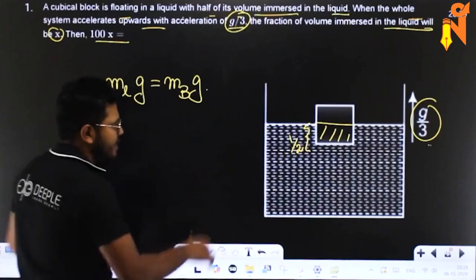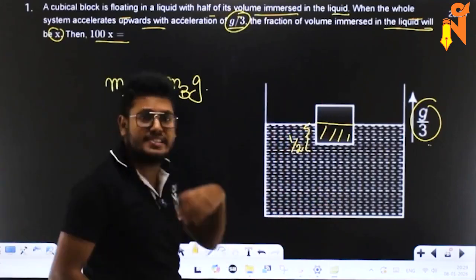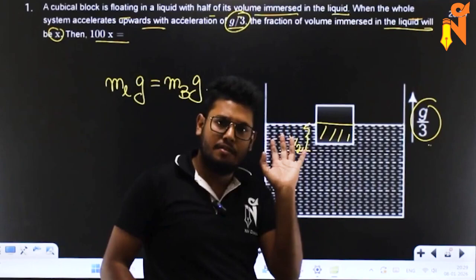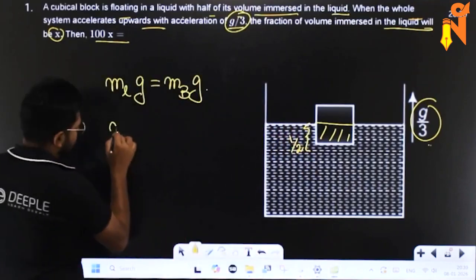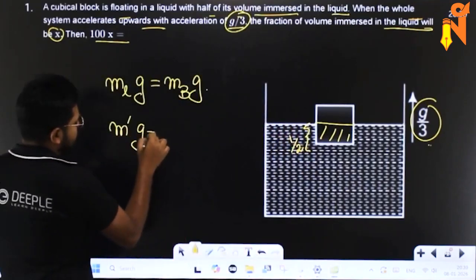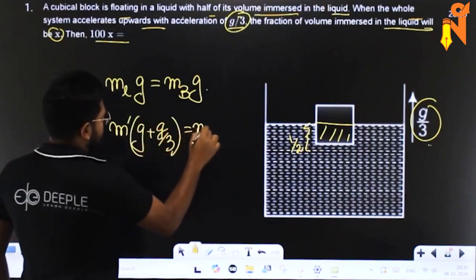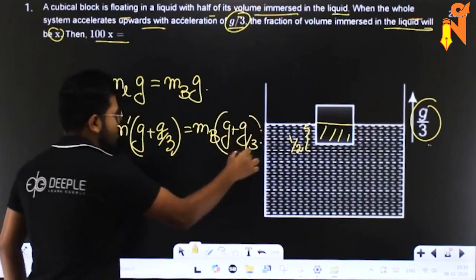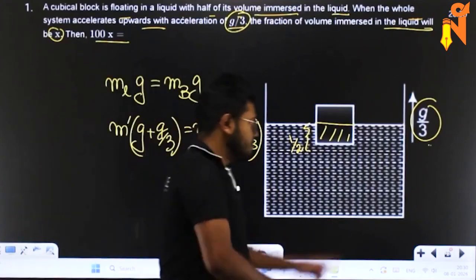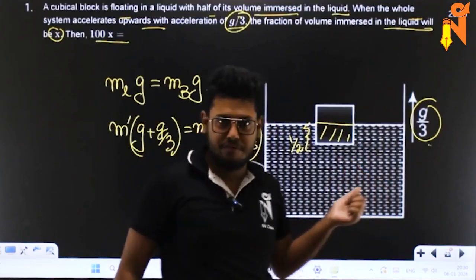So if I say that the mass of the block is some m dash, the mass of liquid displaced is say m dash, more or less amount of liquid is displaced. So that will become m dash into (g plus g by 3), that will be m_b into (g plus g by 3), because not only the liquid is feeling the g by 3 pseudo force, the block will also feel the same force, right?